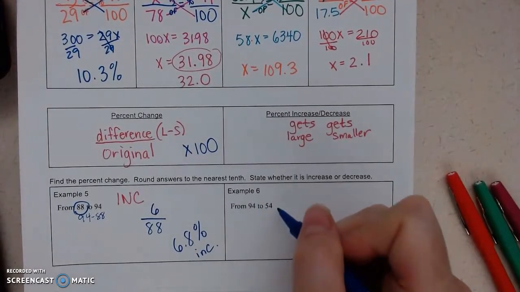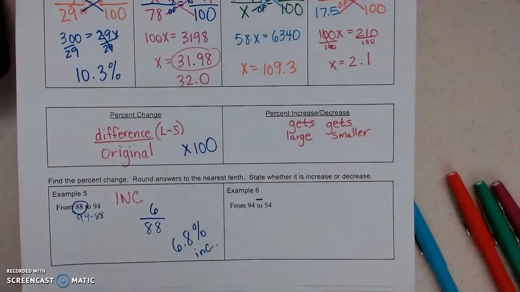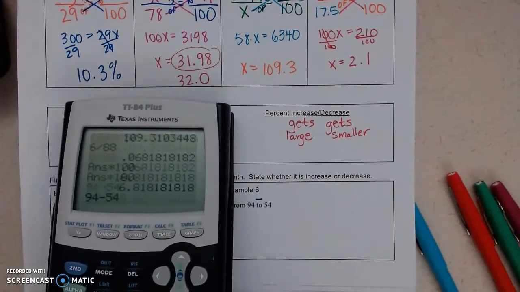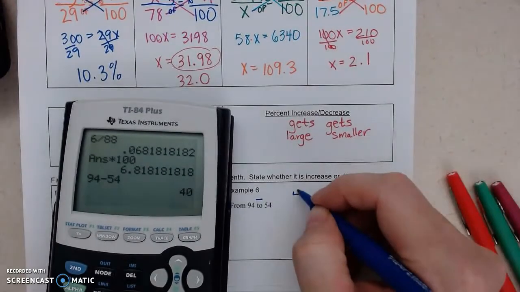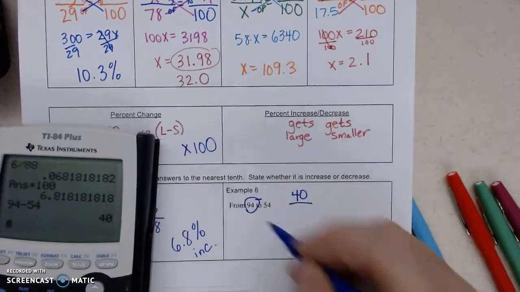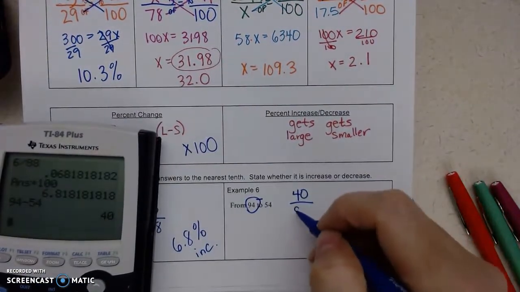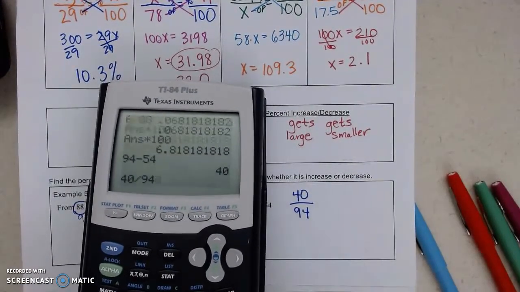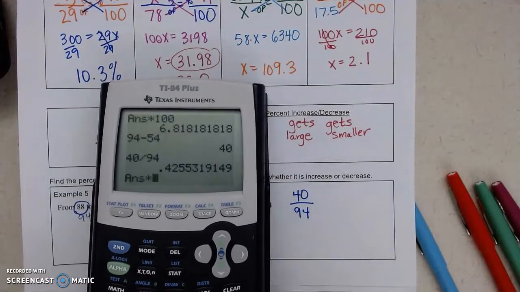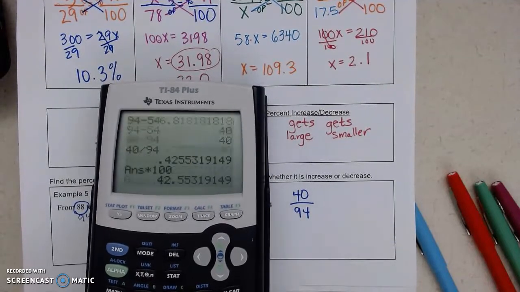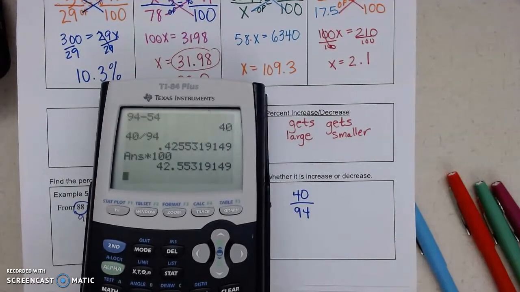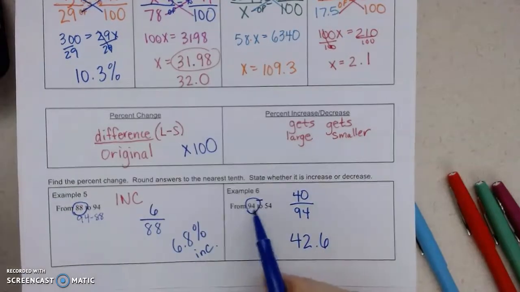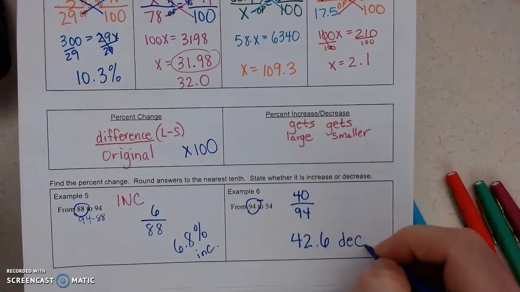Let's look at our next example. We went from 94 to 54. So subtract. We get 40. Divided by our original, which was 94. So 40 divided by 94. Once again, we're going to multiply by 100 before we do our decimals. So I get 42.6. And we went down, so it's a decrease.